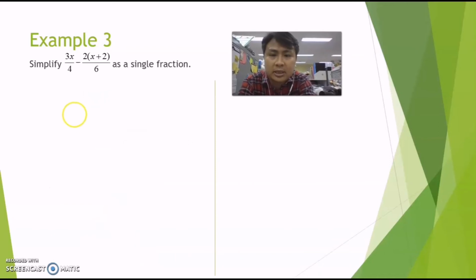Right, now let's take a look at the harder example. Right, so this time we have a number with some brackets here. Okay, and we are subtracting the fractions still. Okay, so let's use boom boom pow again. So if we apply boom boom pow, you'll take 6 multiplied by 3x, you'll get 18x.